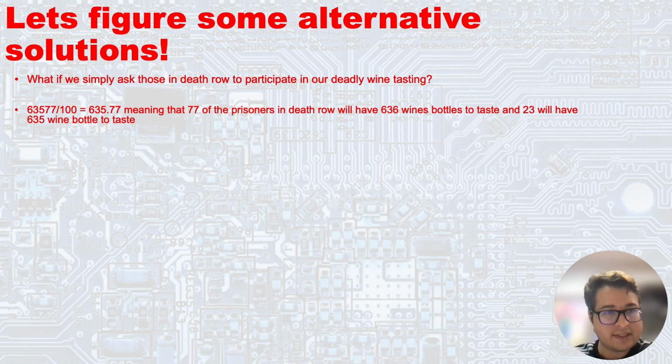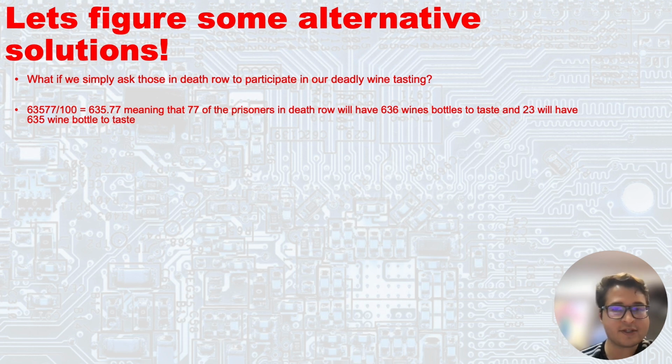And it turns out that 77 times 636 and 23 times 635 summed up equates to 63,577, okay? Now, in an ideal world, 7 plus 3, 10, 10 times 10, 100, I don't know. That seems like a weird arithmetic, okay?